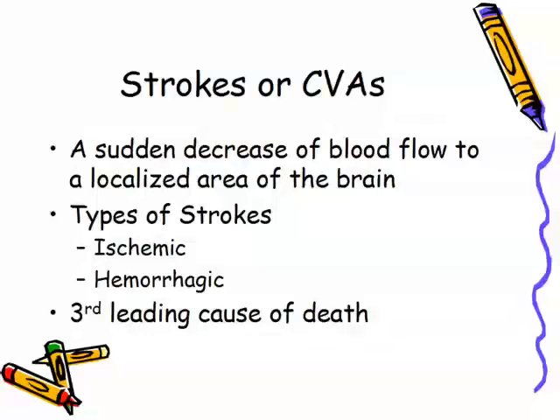Two different types of strokes are listed here. The most common one is an ischemic stroke. About 85% of all patients will suffer this type of a stroke, where there is an occlusion of an artery in the brain from either an embolus or from a thrombus. Hemorrhagic stroke is what about 15% of all patients will suffer from that have had a stroke, and this is where there's actual bleeding into the cerebral tissue.